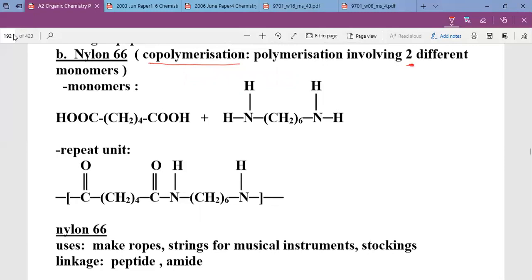So it's a dicarboxylic acid. Of course, if you draw the whole thing up a little to here, it should be better. This is my pillar. Now, remember this is a dicarboxylic acid. It's called hexane.